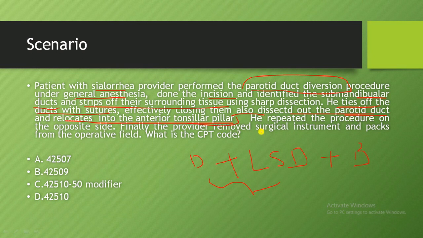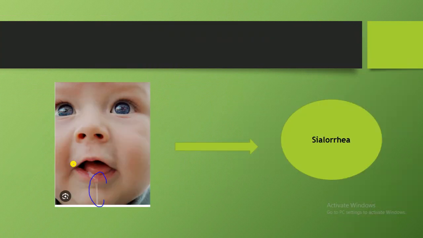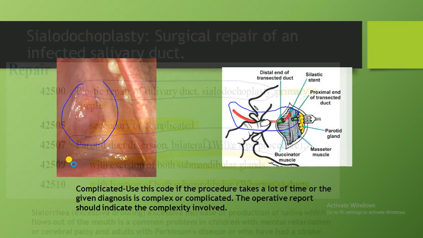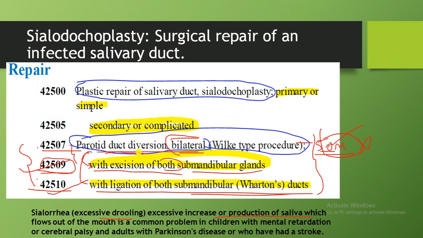After the procedure is completed, the provider has removed all the instruments and packed everything from the operative room. What is the CPT code we have to assign? So we'll see one by one. What is 42507? It is parotid duct diversion bilateral only.